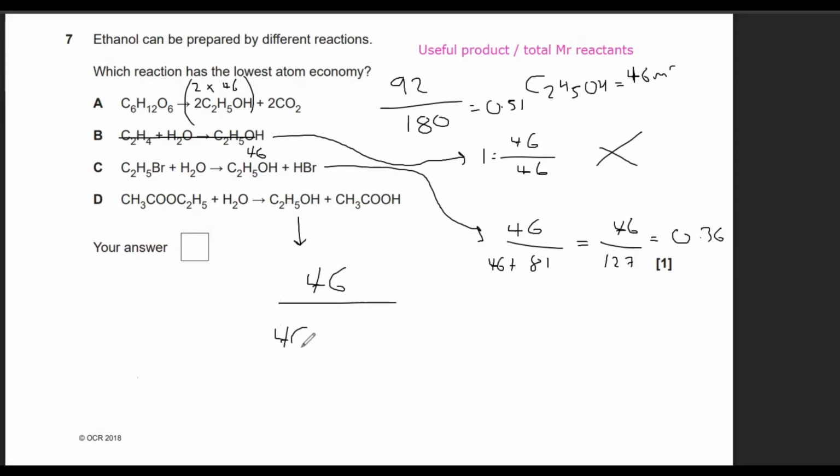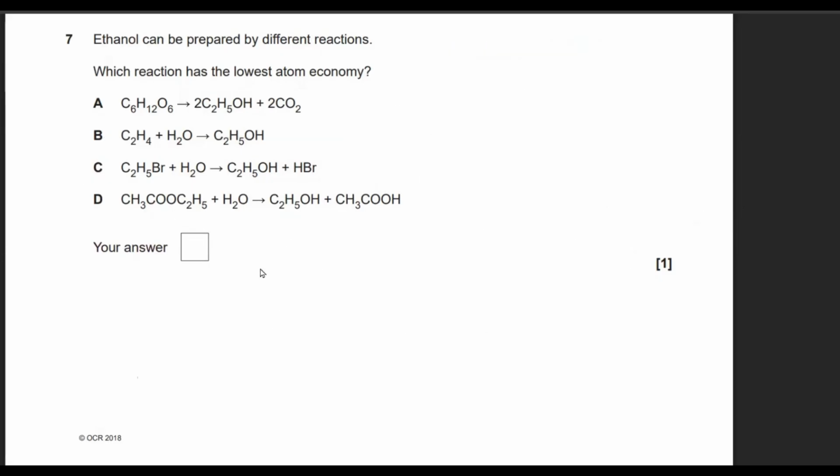Now we got 46 again, the useful product is ethanol. And I could just do 46 plus I'm going to add up the carboxylic acid here. I know that's doing the useful product over the total products, but it's pretty much the same thing, right? It's the total MR. So what's the total MR here? 106? Oh, I don't know if I've done that right. I think so anyway. 46 over 106, 107, something like that. 0.43. So it's definitely C. It wasn't close. C has the lowest atom economy.